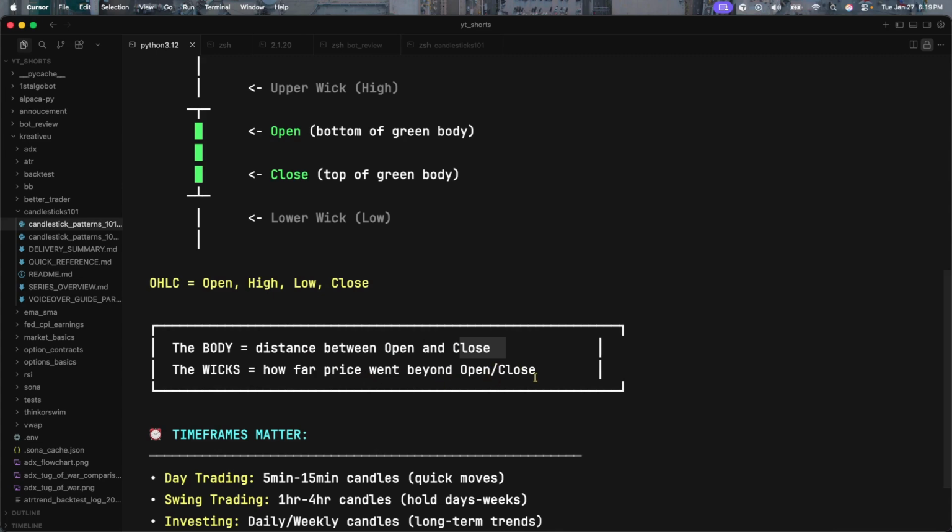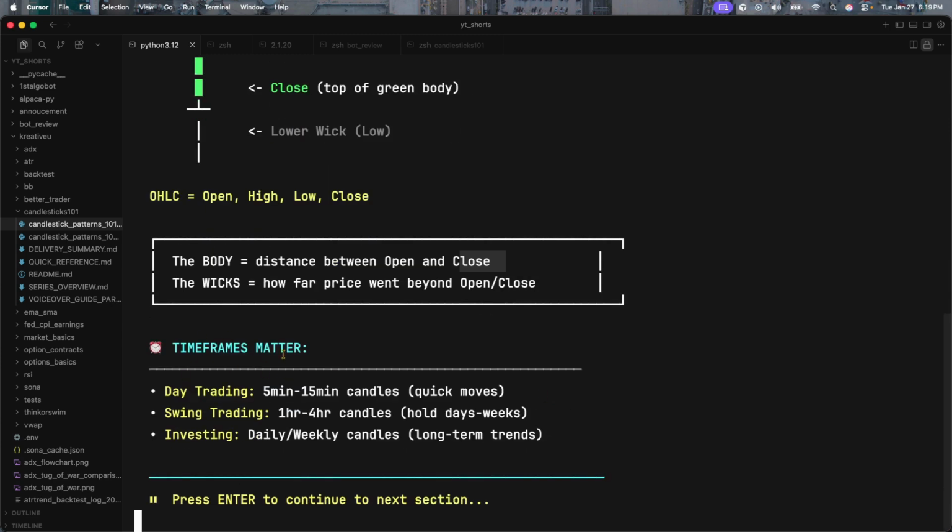As for time frames, day trading is normally going to use, I like to drop down to 1 minute, not really 5 minutes, because I use 1-minute candlesticks. Between 1 minute and 15-minute candlesticks, these are for quick moves. For swing trading, this is going to be 1 hour to 4 hour. These are going to hold for days or weeks. And then for investing, dailies or weeklies, these are for long-term trades.